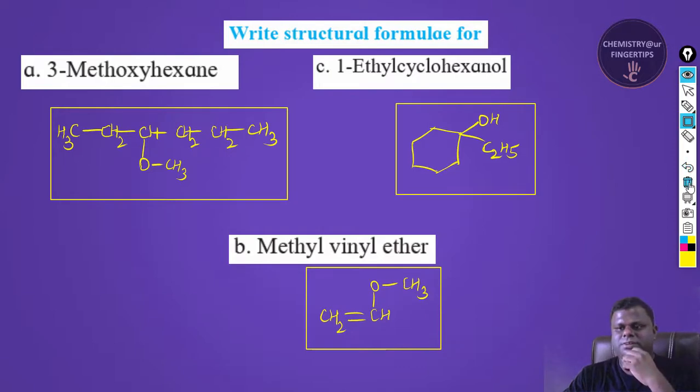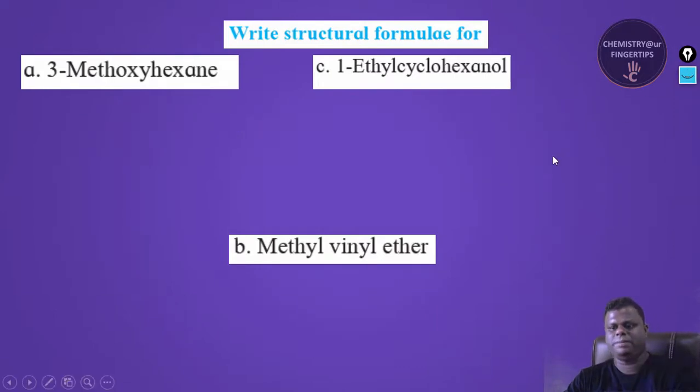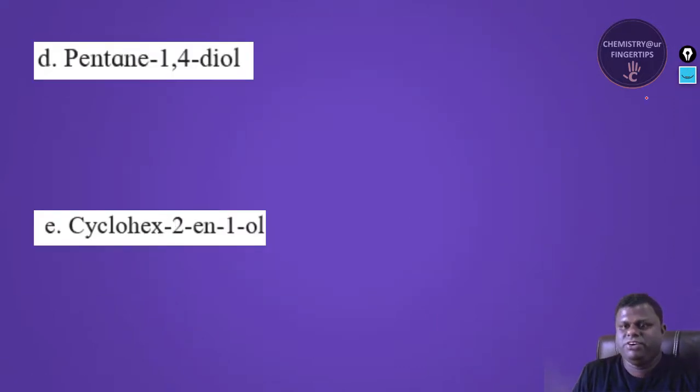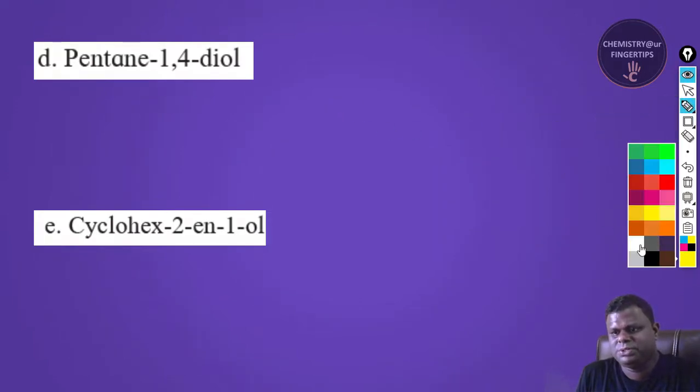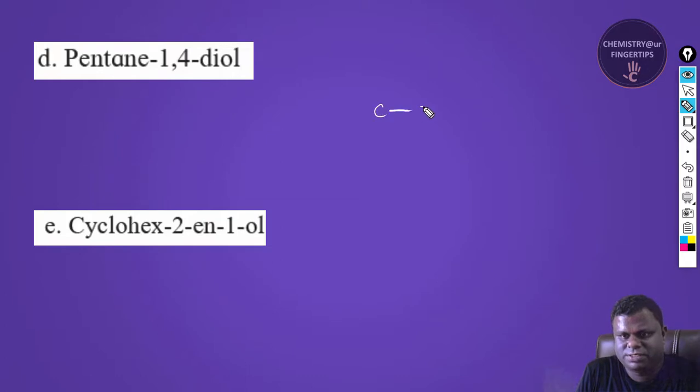So it's very simple. Write down the structural formula. Okay, now let's move on to the next part. Now you have pentane 1,4-diol. Again, very simple. So what I'm going to do here is I'm going to draw 1, 2, and there is this 3, there is this 4, and then there is this 5.